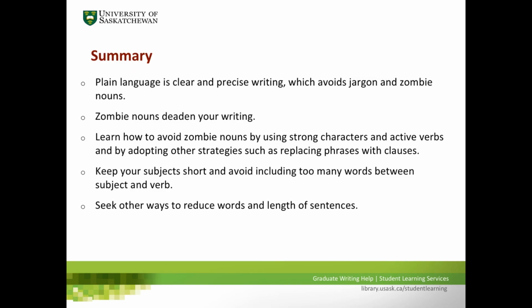So to sum up then, plain language is clear and precise writing, which avoids jargon and zombie nouns. Zombie nouns deaden your writing. Learn how to avoid them by using strong characters or human beings as subjects and active verbs, and by adopting other strategies such as replacing phrases with clauses. Keep your subject short and avoid including too many words between subject and verb. Seek other ways to reduce words and length of sentences.